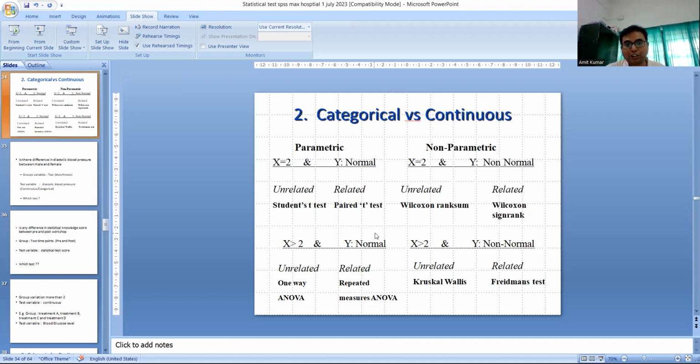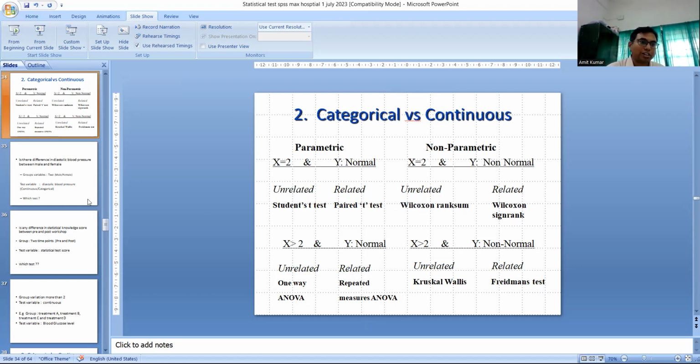When data is not normally distributed, for the student t-test you will use the Wilcoxon rank sum test. For the paired t-test, the complementary test is the Wilcoxon signed rank test. For one-way ANOVA, we use the Kruskal-Wallis test, the non-parametric version. For repeated measures ANOVA, we use the Friedman test in that scenario.